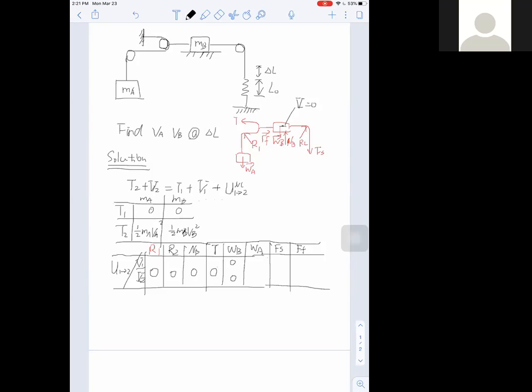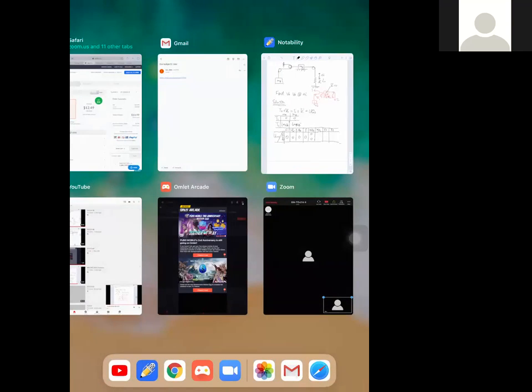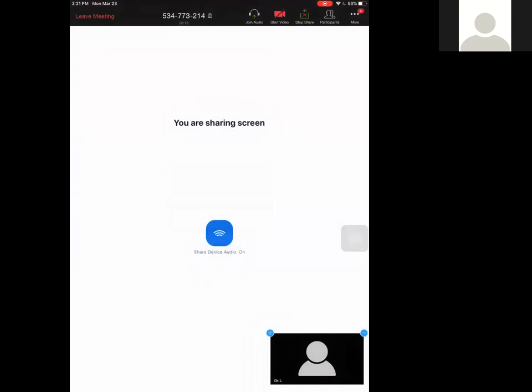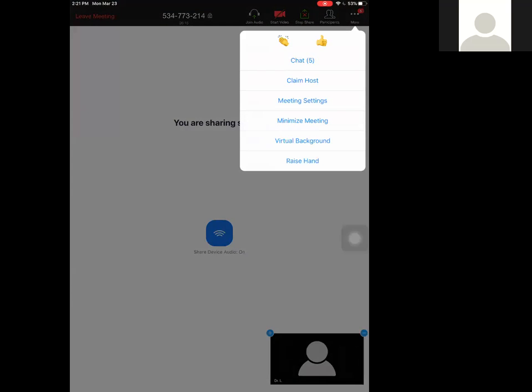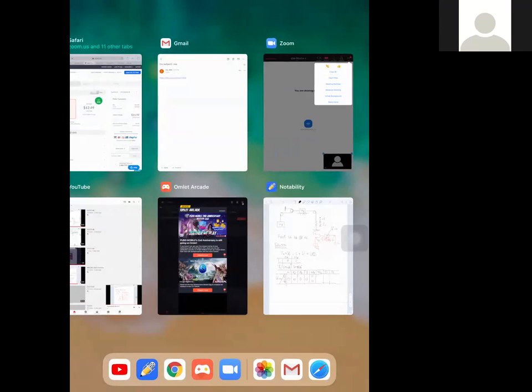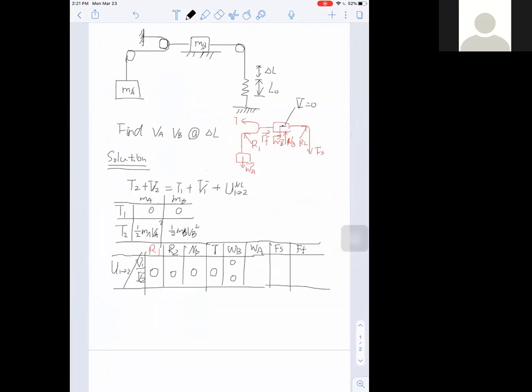How do I do that? Let me see if I can find that function. Oh, never mind. I don't think I can do that today for some reason. Oh, I got it.